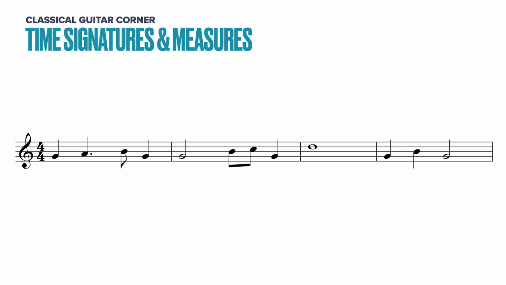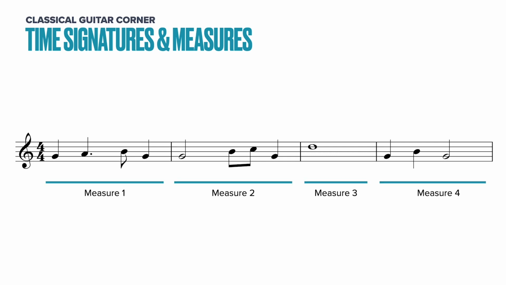A measure, or bar as it is sometimes called, helps us group rhythms together into understandable chunks. The rhythmic capacity of a measure is defined by the time signature, and once it's full, we use a measure line to denote the start of another measure.